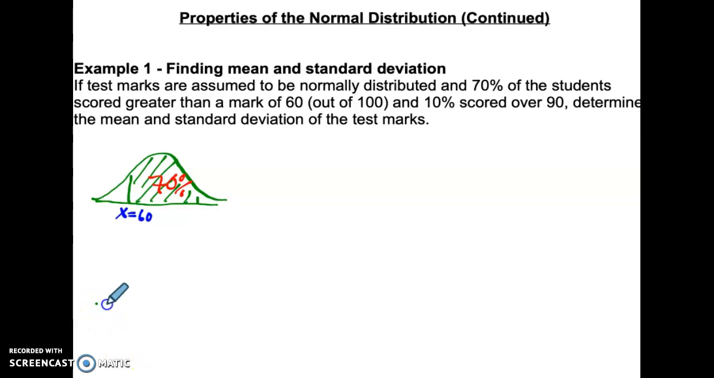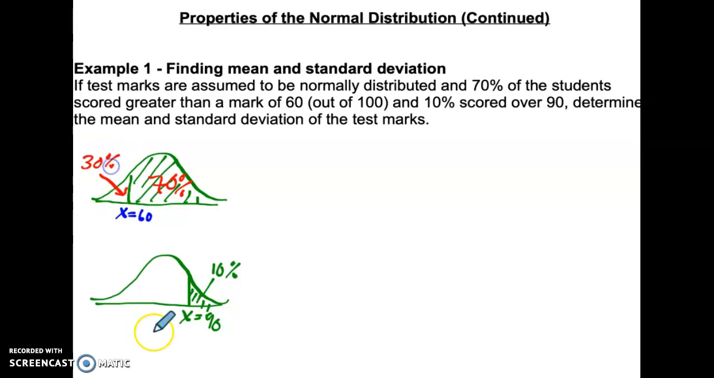So once again, we can draw out a normal distribution. And we know that 10% scored greater than an x value of 90. Okay. Because this has to add up to 100, if this part is 70%, then the other side there would be 30%. And if this tail is 10%, then we know the rest of it is 90%.